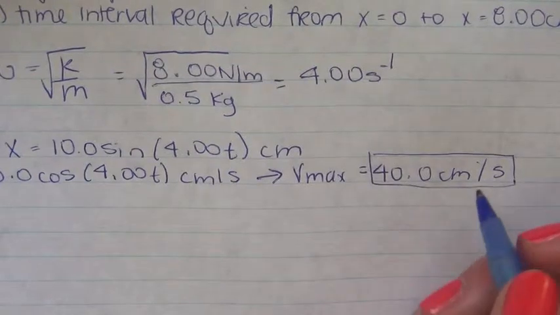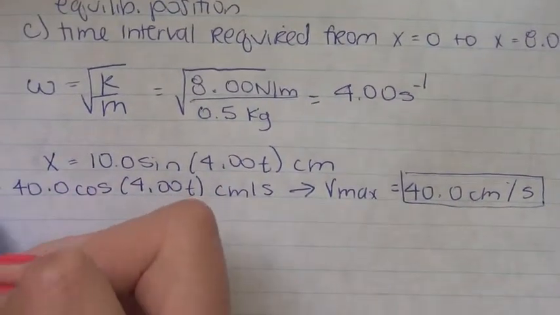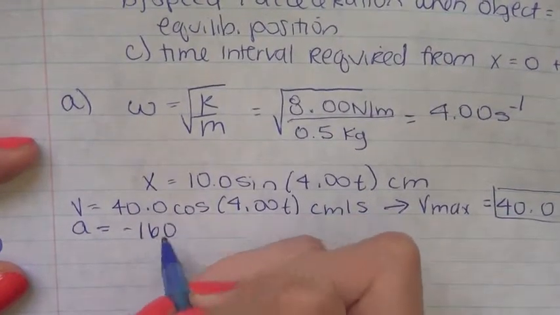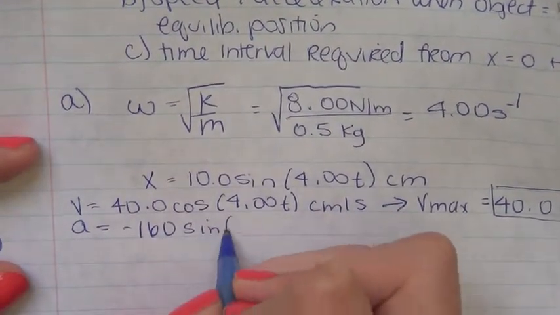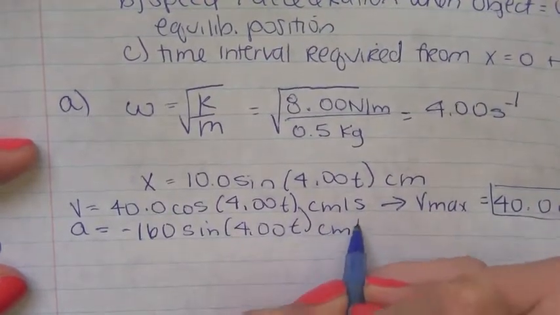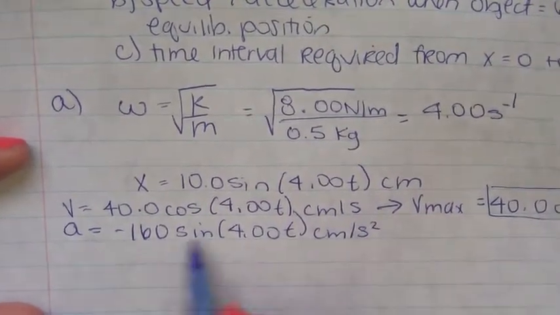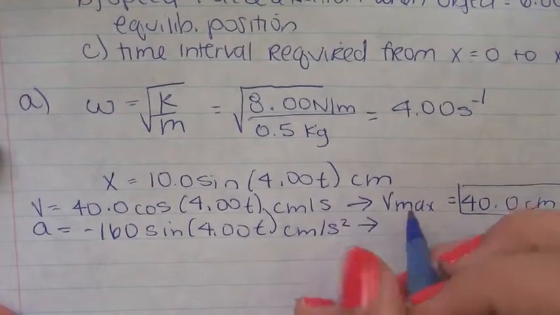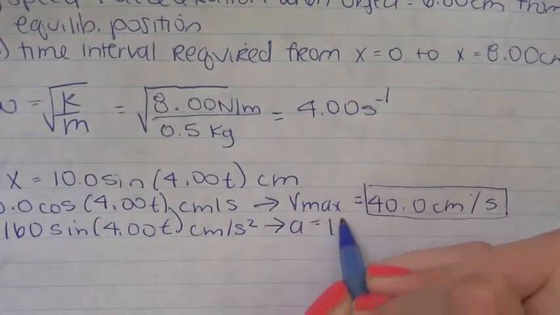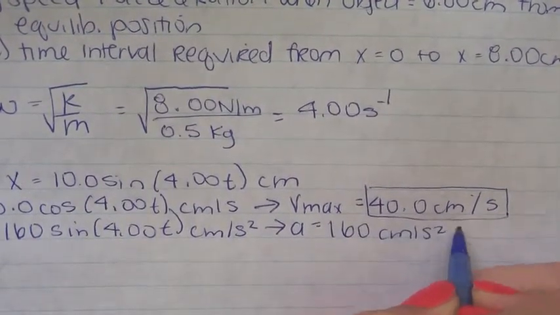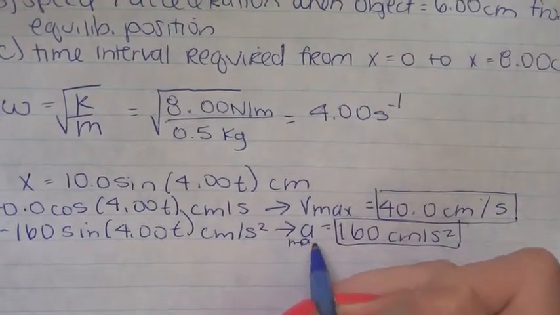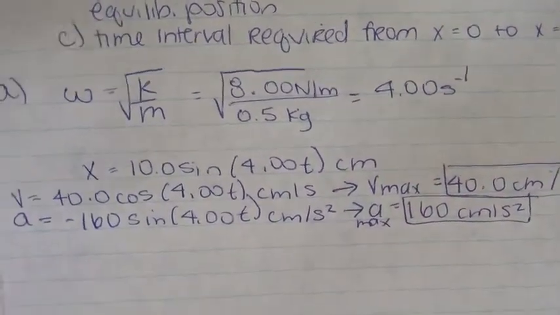And then we need to find our max acceleration. So a equals negative 160 sine of 4.00 t centimeters per second squared. And we solve this, and we get a is equal to 160 centimeters per second squared. And that's going to be our a max. Okay, so now we're done with A.